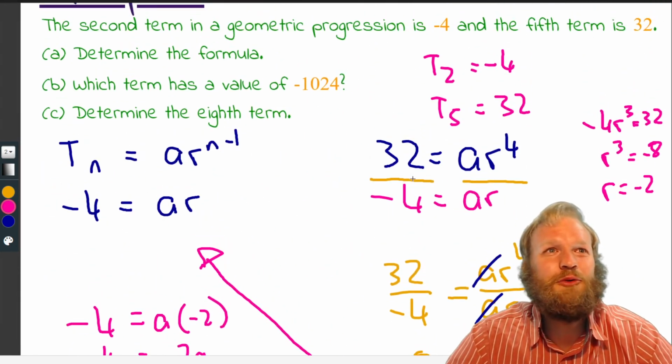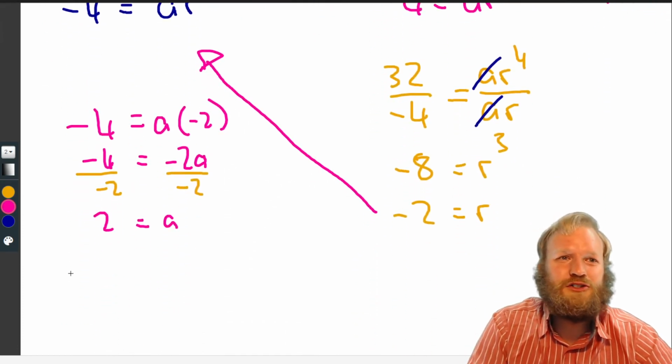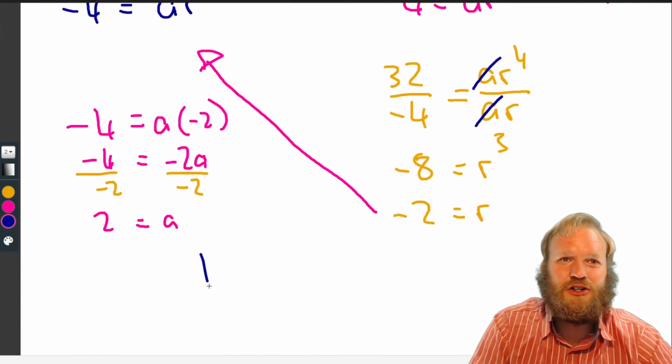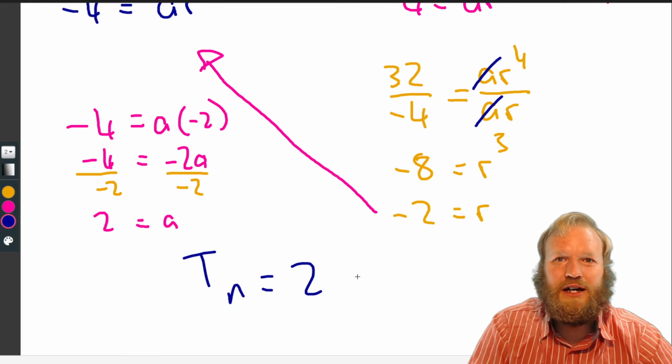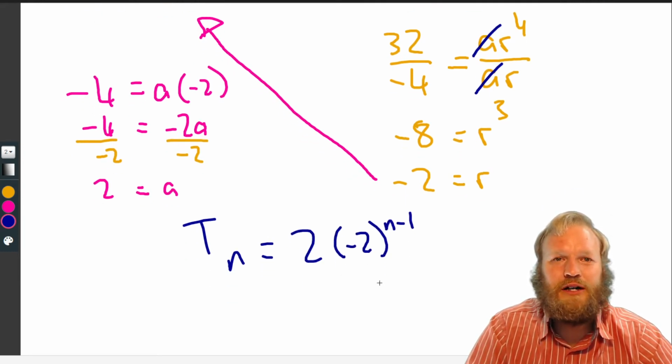Oh, there are probably more questions. Which term has a value of -1024? Well, let's just finish off this previous question to go Tn equals A R to the n minus 1.